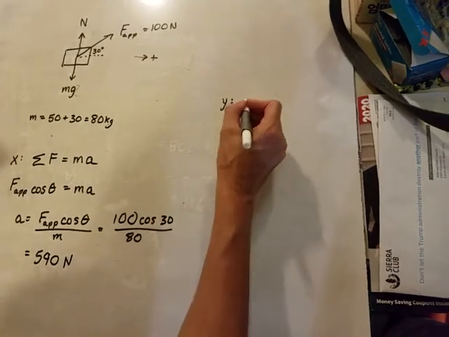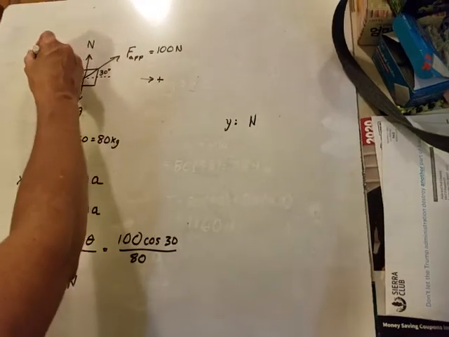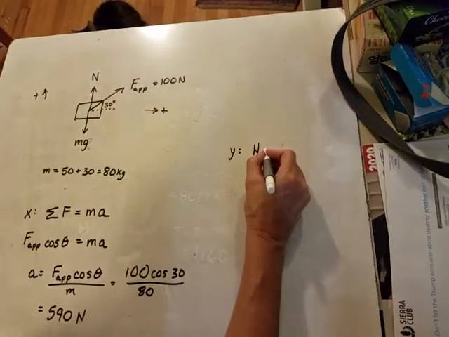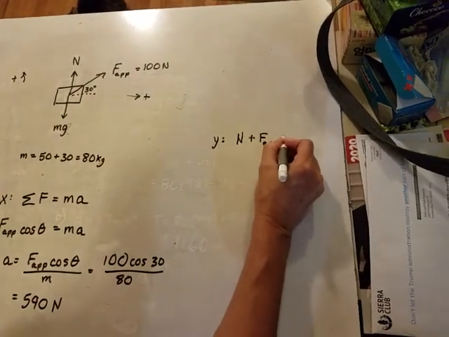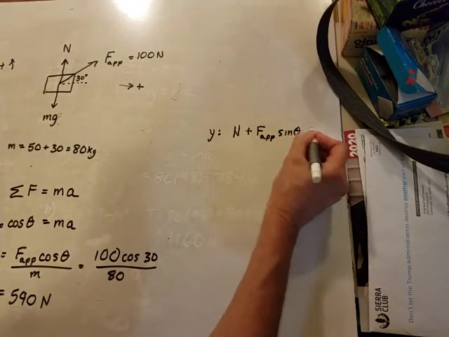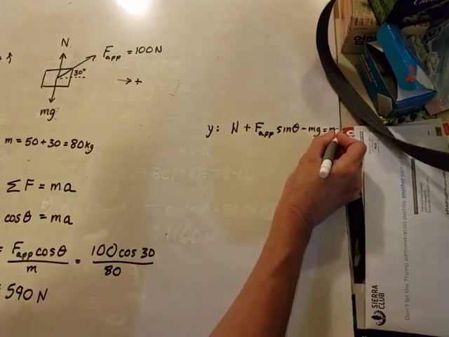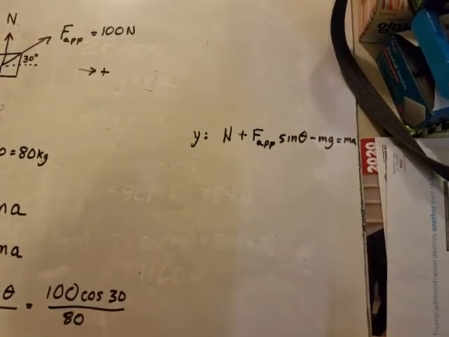Now, if we want in the y direction to write the equation just because, and eventually we'll have to when friction comes into the mix, we have a normal force going up. I'm going to make up be positive. So normal force going up, we have the force applied, sine theta going up, and then mg is going down, and that equals ma. And there won't be any acceleration in the y direction because it's not moving in the y direction.